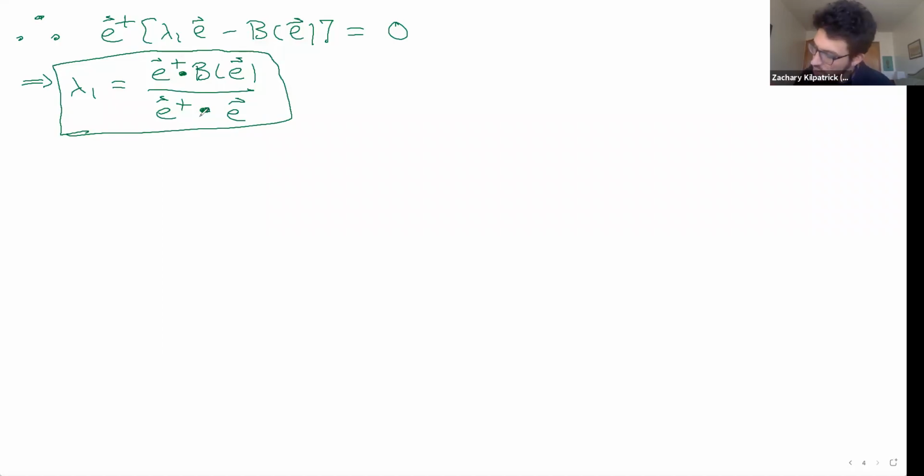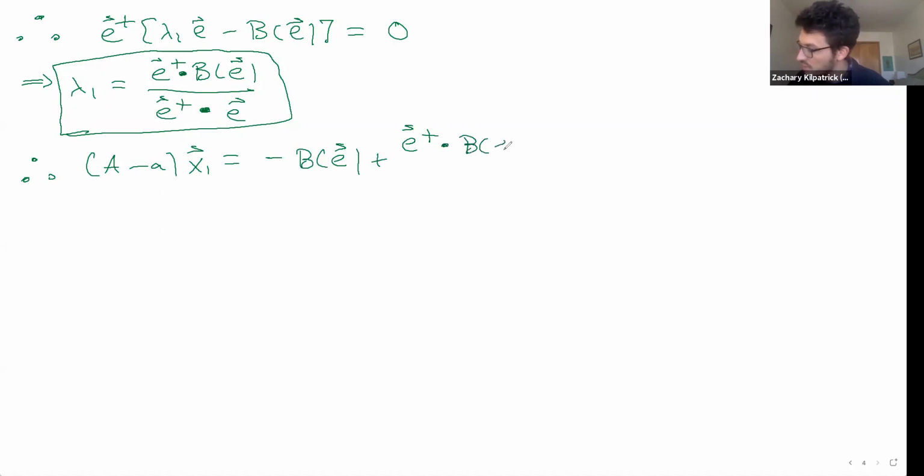Okay, so this also allows me now to compute the eigenvector correction. So I have A minus little a, x1. This is equal to minus B E plus E dagger dotted with B E divided by E dagger dotted with E times E, okay? Or I can write this in shorthand, okay?